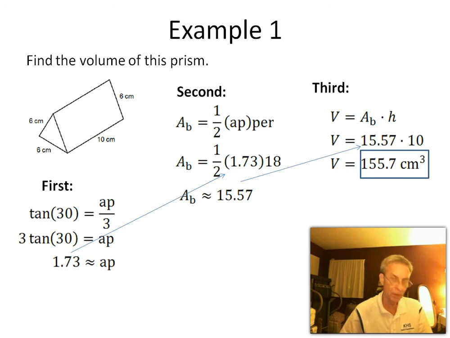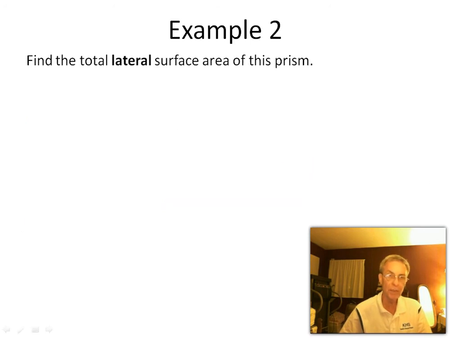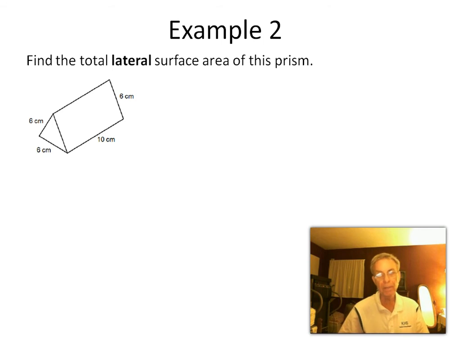Okay, so in example 2, we're going to start talking about the surface area. There's two types of surface area when you have a prism. The first one we're going to talk about is the lateral surface area of the prism. If you remember, we had the two triangles that are the bases of this prism, and they're joined by the 3 rectangles that go around it. So the lateral surface area is simply talking about the area of the 3 rectangles.